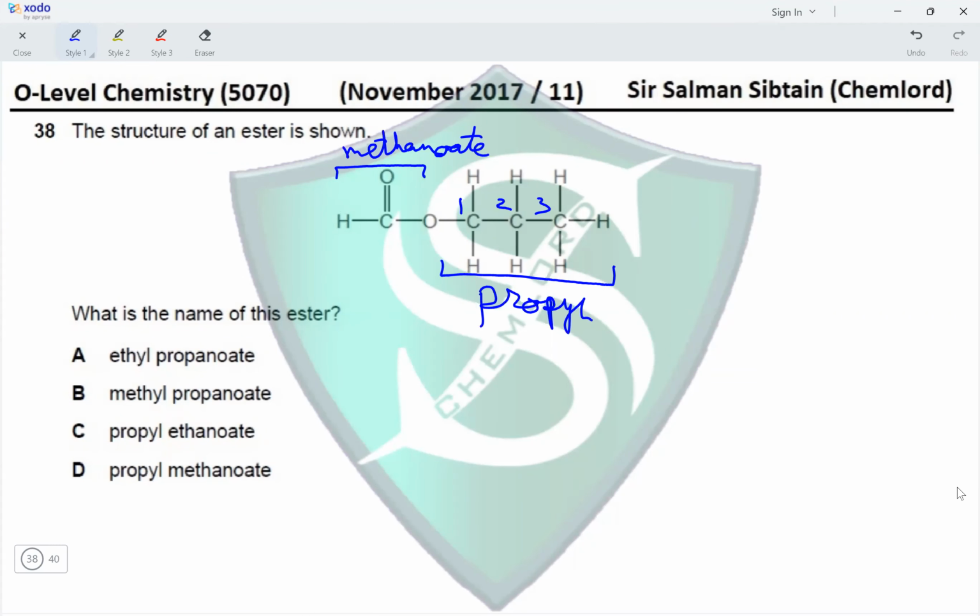So A says ethyl propanoate, wrong. B says methyl propanoate, wrong. C says propyl ethanoate, wrong, because it says ethanoate. Ethanoate would mean 2 carbon atoms in the acidic part. D says propyl methanoate, correct. So propyl methanoate being the correct answer makes option D the correct option for this question.